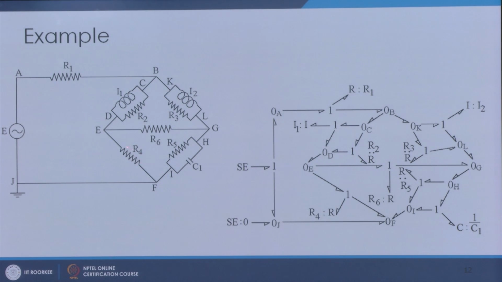Here resistor R4 is there. So, between E and F a 1 junction is put, and R4 is attached. Here between H and I a 1 junction is put, a capacitor is put this side, and a resistor R5 is put that side. Similarly, between K and L inductor I2 is put here, and similarly on the other side between K and L resistor R3 is put after inserting the 1 junction. And here you see between J and A we have a voltage source. So, I put a 1 junction and put the SE element.